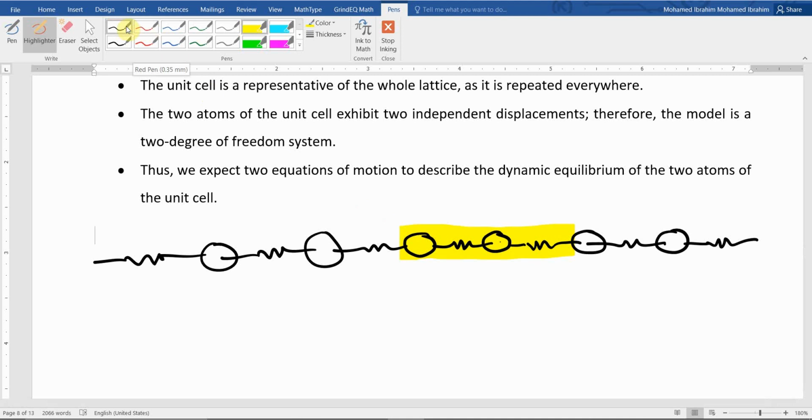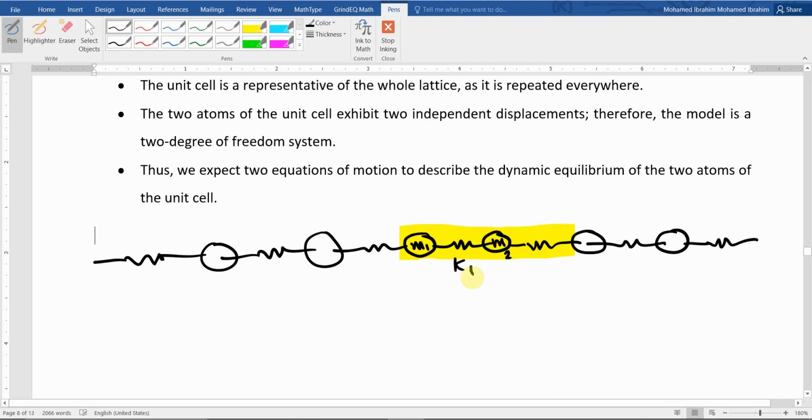In the most general case, this atom would have a mass M1, and this is another mass M2. This spring would have a stiffness K1, and this spring would have another stiffness, K2, in the general case. So we're going to have a unit cell, and then we repeat this unit cell. It means that we're going to have M1, then M2, then M2 and M1, so we have M1, M2, M1, M2, and repeat. Here we're going to have K2, then K1, then K2, here K1, here K2, and so on.